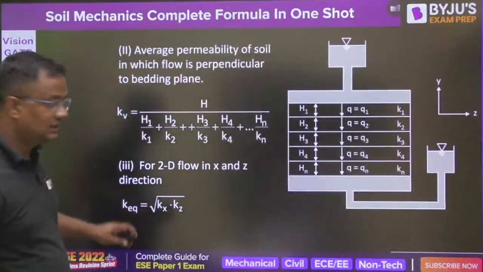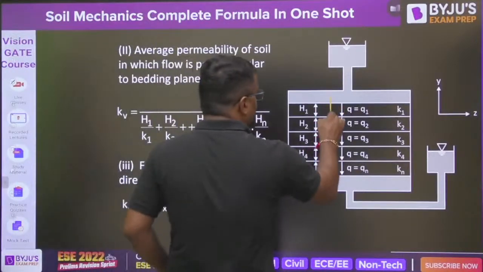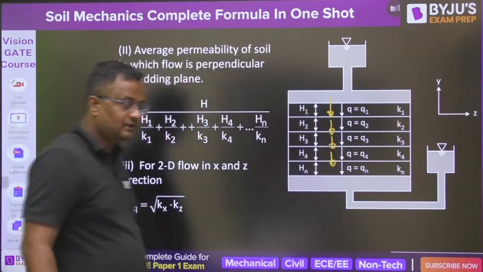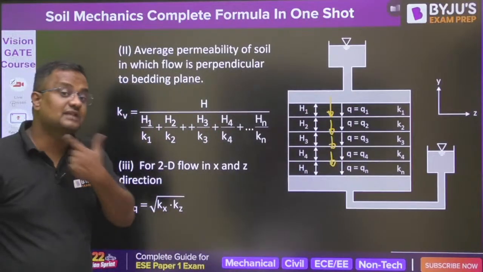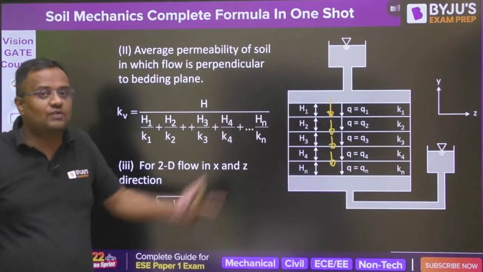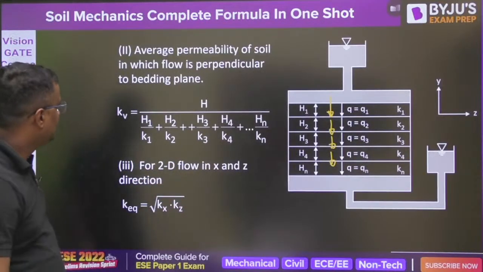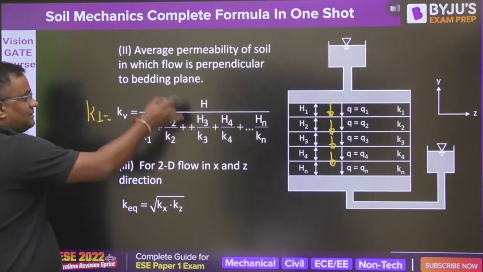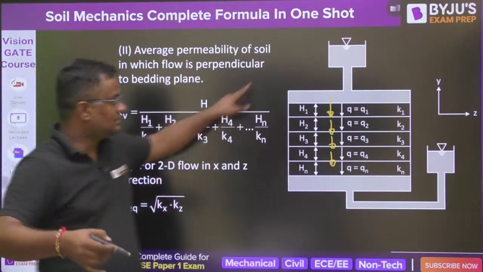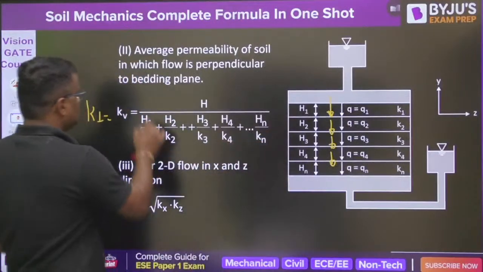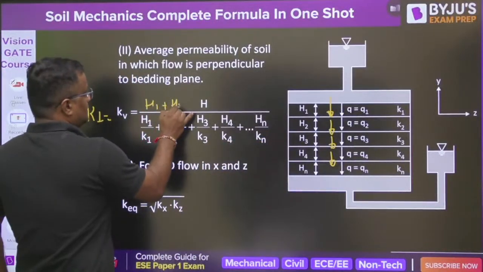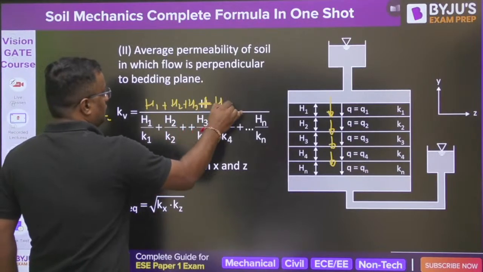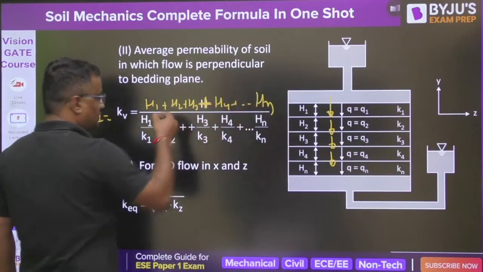When water is going perpendicular to the layers, guys, discharge is the same for every layer. Whatever I am saying now is used while applying the equations in the exam. So here K vertical is total height H upon H1 by K1 plus H2 by K2 and so on. Let the total height be H. You can also write the numerator as H1 plus H2 plus H3 plus H4 plus up to Hn.